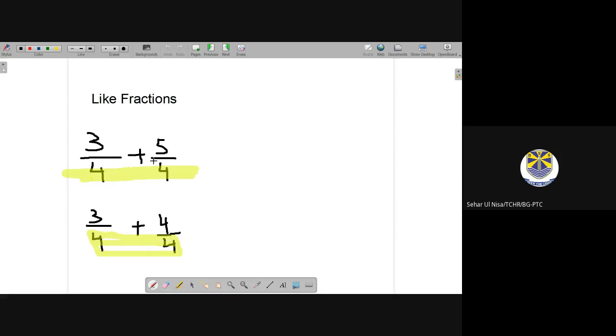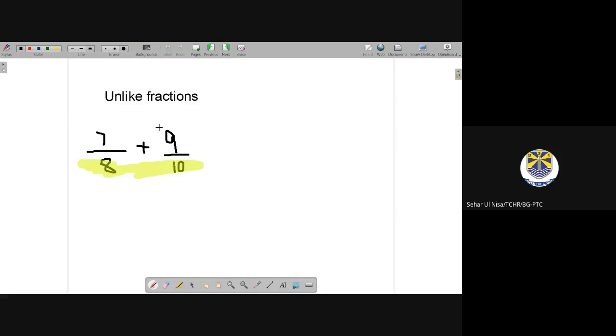So students, when the denominators are different but the numerators are the same, you will not say that it is a like fraction. If the numerators are the same and the denominators are different, then it will be unlike fractions. So it is possible, like 4 by 8.